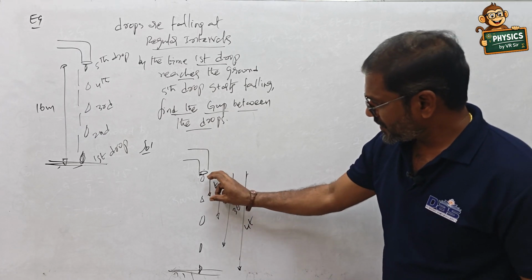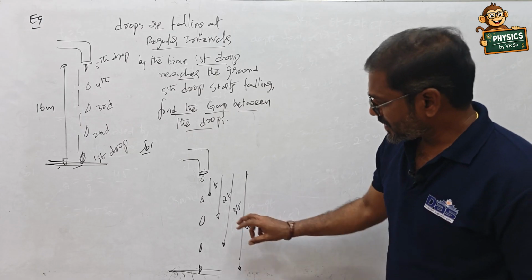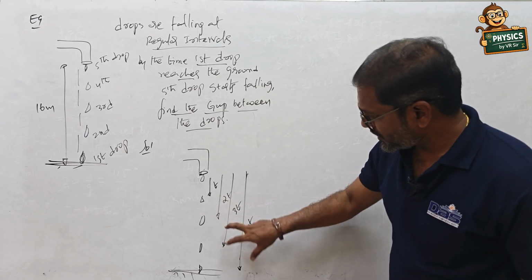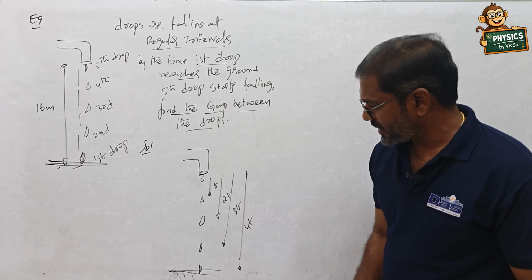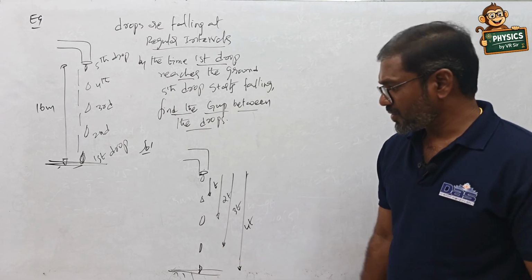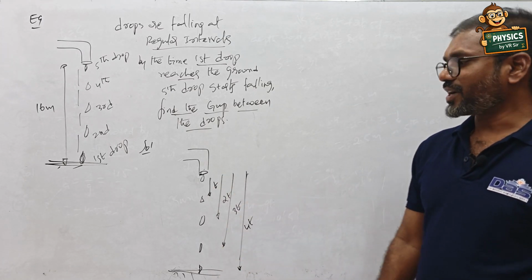What is the gap between these two drops? t. What is the gap between these two? Also t only. The gap between these two, 3t minus 2t, is t only. And the gap between these two is t only. So they are falling at regular intervals of time.